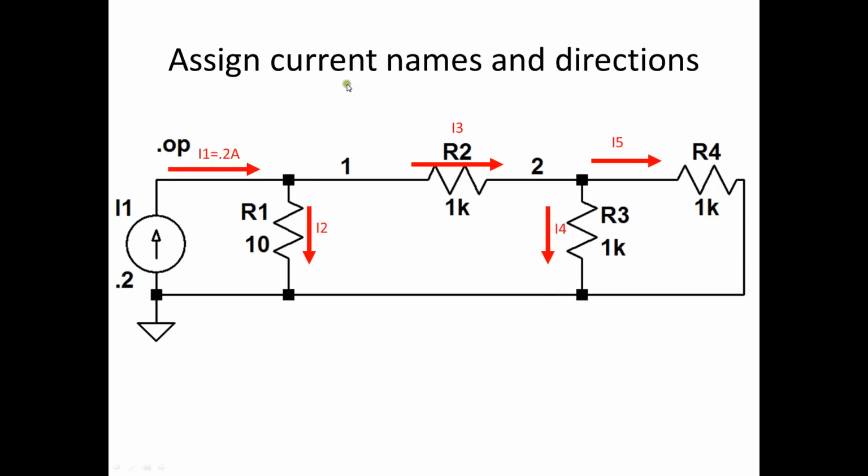Now we're going to assign current names and directions. I1 is 0.2 amps coming into the node. I2 is coming across R1 this way. I3 is going through R2. I4 is going this way through R3, and I5 is going through R4.